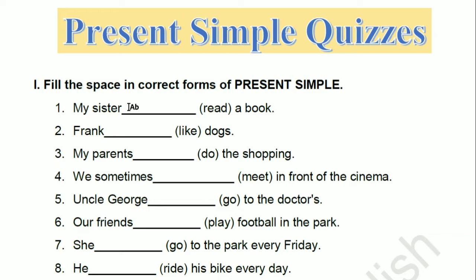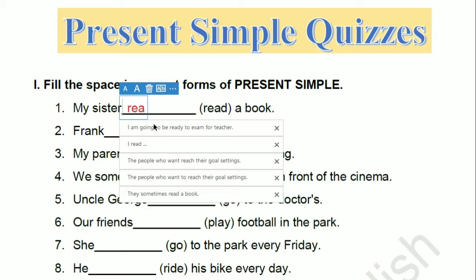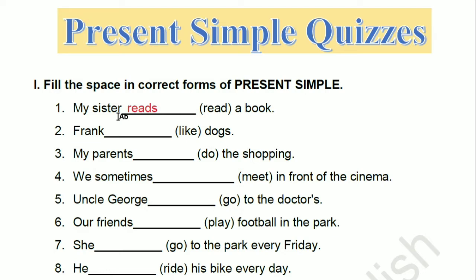So reads with S, right? Because my sister is the third person singular, right? Okay, so my sister is the third person singular, right? Reads with S, okay? Number two, Frank, does, so the verb lie.